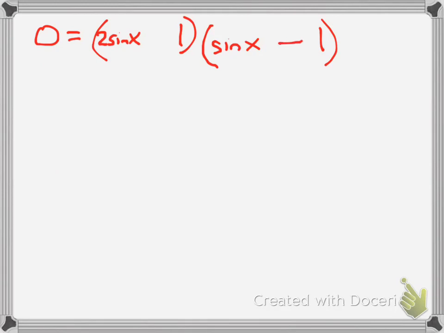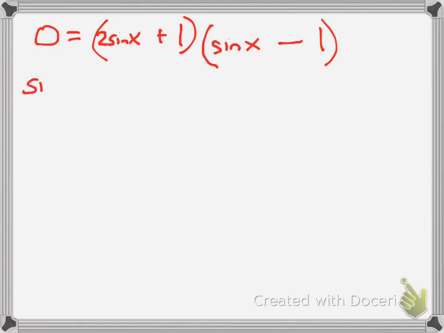So I'm going to have to put my negative over here and a positive over here, so that when I multiply these two terms together I get a negative 2 sine of x, and when I multiply these together I get a positive sine of x, and together they make a negative sine x. So that's how it factors.